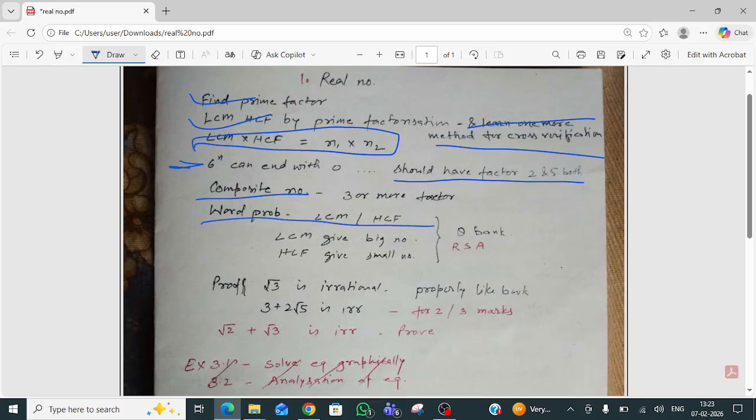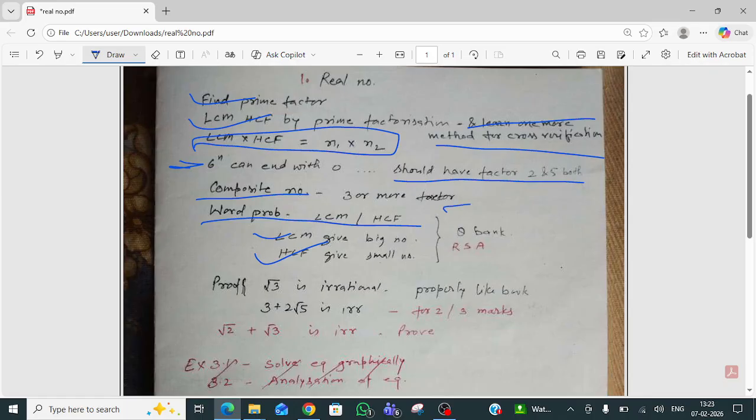Now, what problem is mostly asked, whether we have to find LCM or HCF. And one trick is that when we are expecting the answer to be bigger than the given numbers, then mostly it will be LCM, and HCF if we are expecting the answer to be a small number.